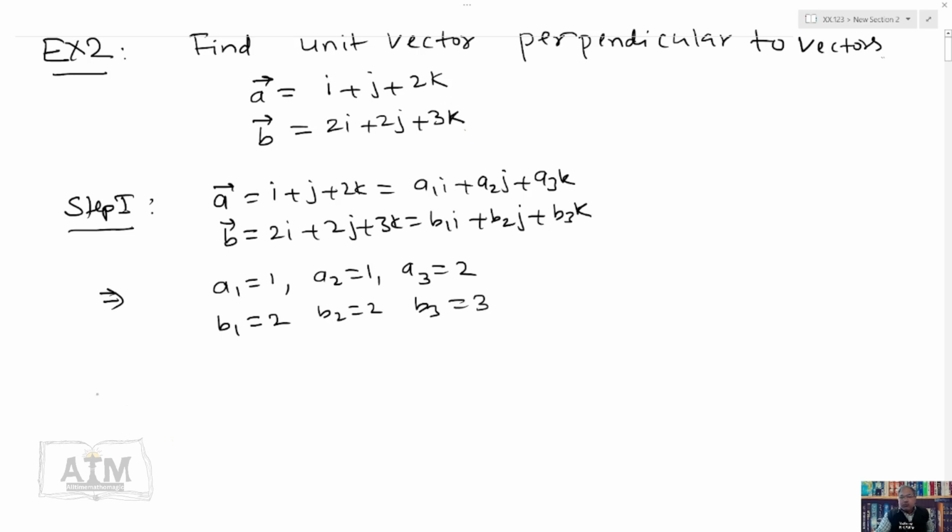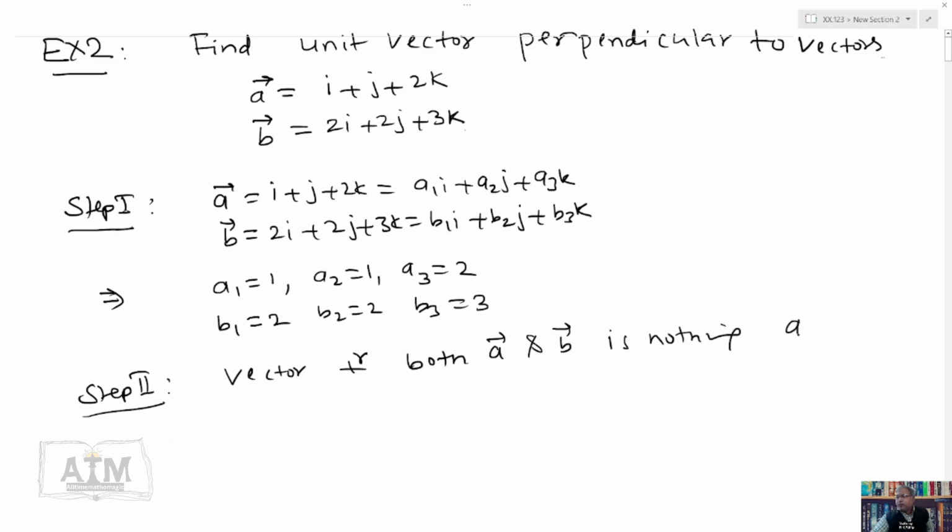Now a vector perpendicular to both vector A and vector B is nothing but A cross B. So that is a vector C equals A cross B. We need to find A cross B.